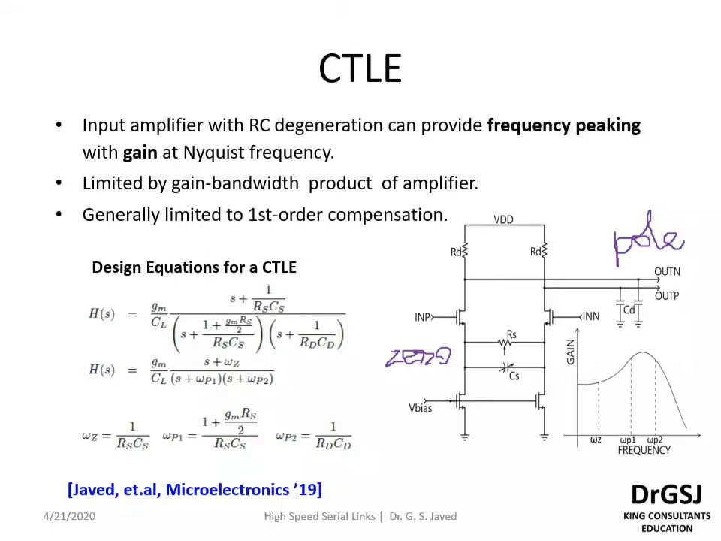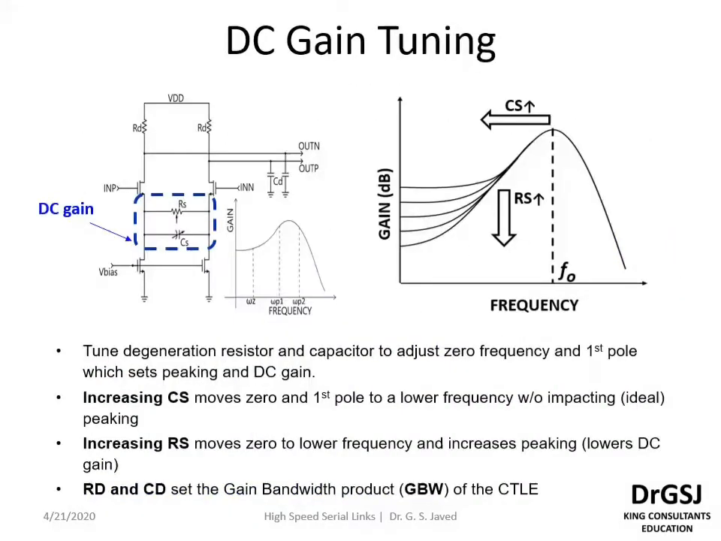The omega P1 is given by RS CS, but it also has a factor in RD. So these components, RS and CS, contribute to the zero and the pole present in this range and determine the amount of DC gain to the slope of the output that can be maintained. The DC gain tuning is done using the degeneration resistor and capacitor. You can tune the degeneration resistor and capacitor to adjust the zero frequency and the first pole, which sets the peaking and the DC gain.